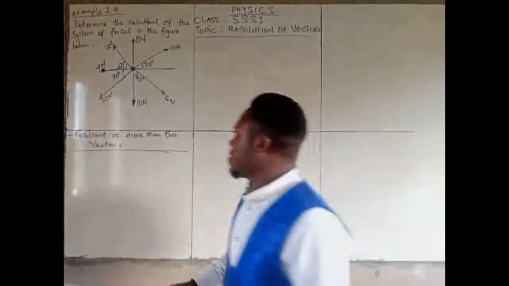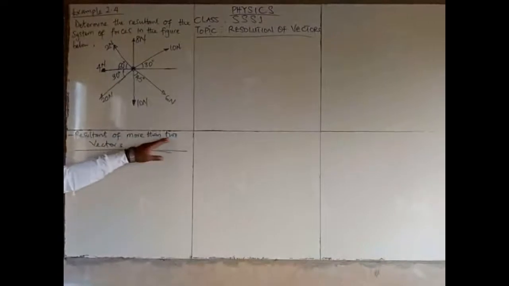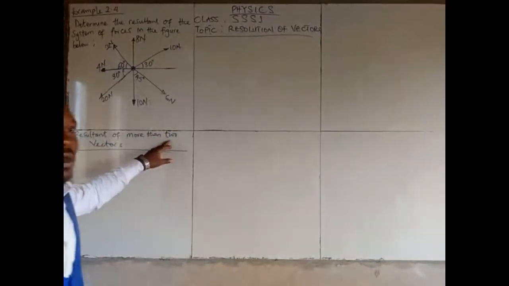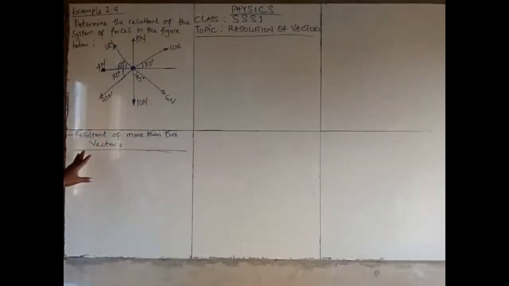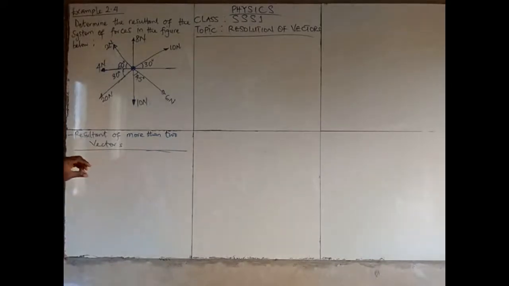Now we can move to the resultant of more than two vectors. For us to solve the resultant of more than two vectors, we must make use of our resolution of vectors, the one we just treated now.